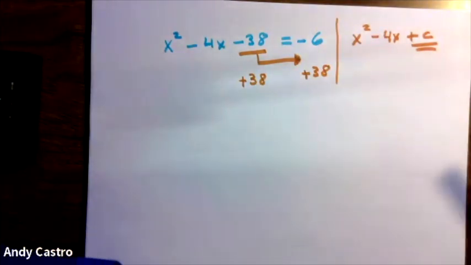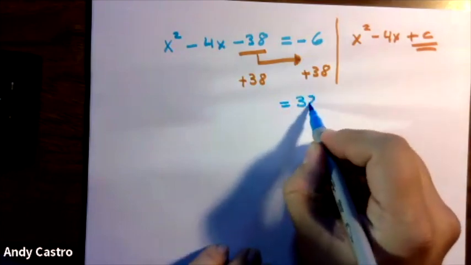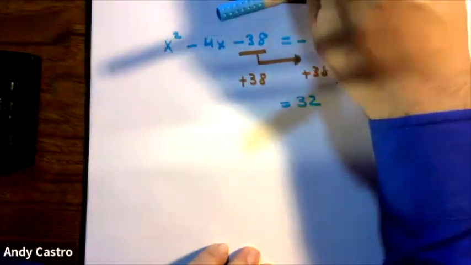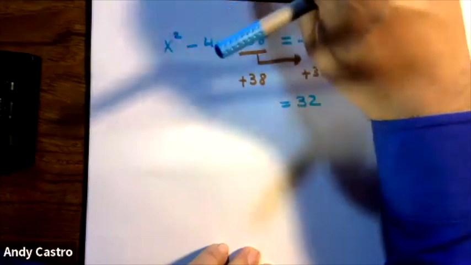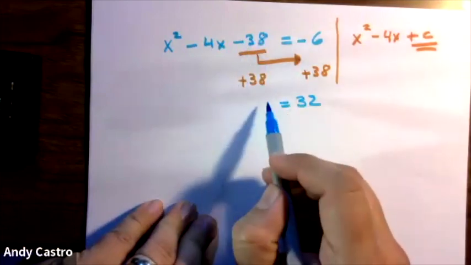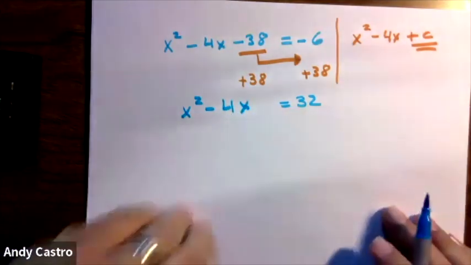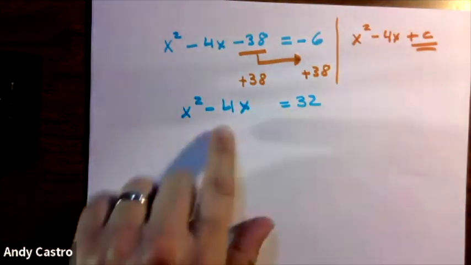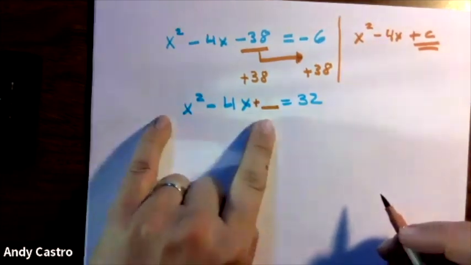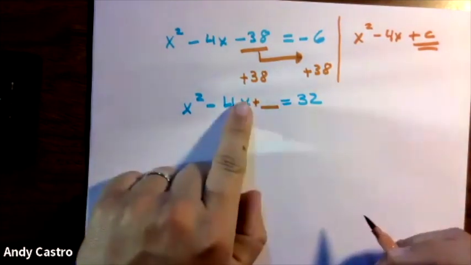So negative 6 plus 38, that's going to equal 32. Okay. All right. And obviously negative 38 plus 38 is 0. So this is just x squared minus 4x. All right. Now we can come up with this third term right here, plus whatever this is going to be, in order to complete the square. Okay. So what does that need to be?